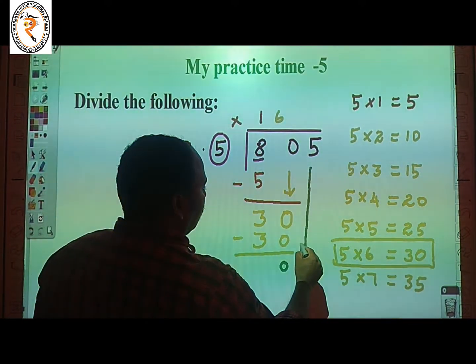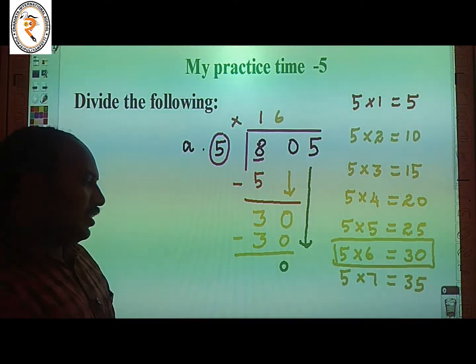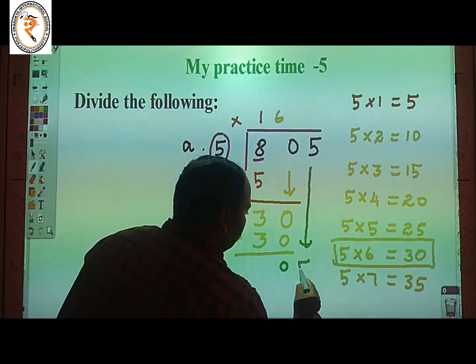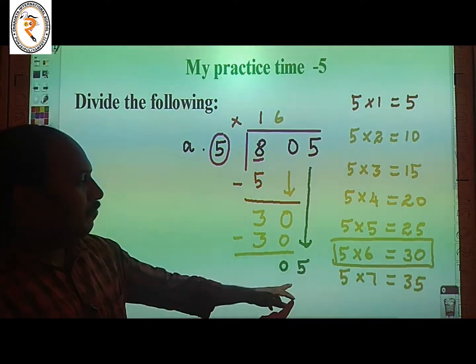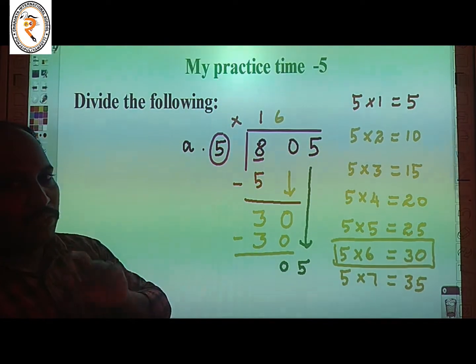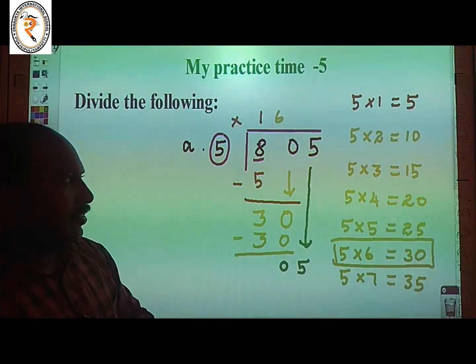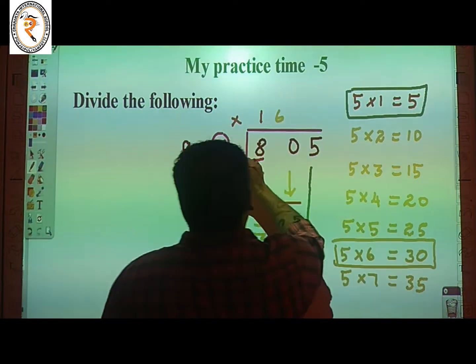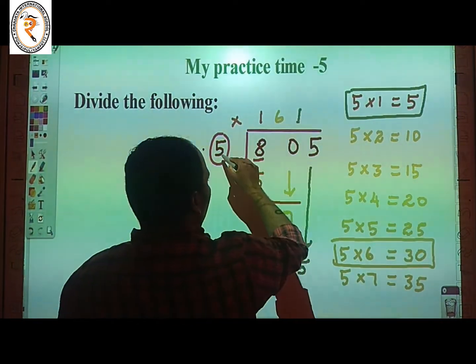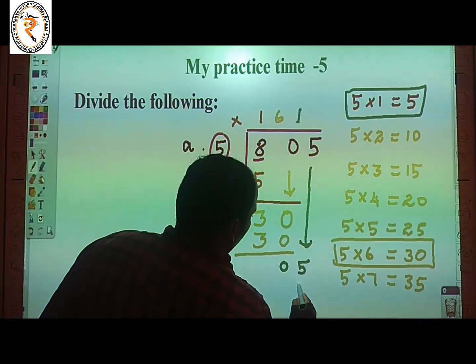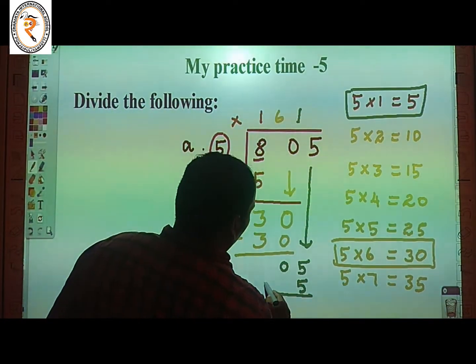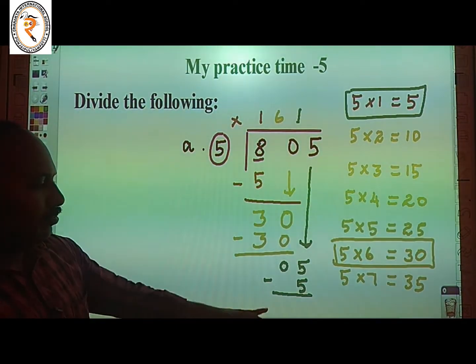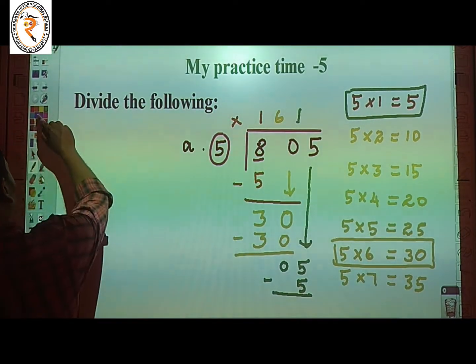Next we go to the ones place. Bring down the number 5. 5 divided by 5 is equal to 1. That means 5 into 1 is equal to 5. Subtract: 5 minus 5 is equal to 0.